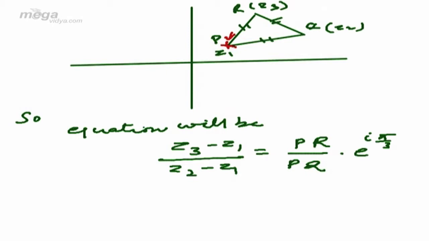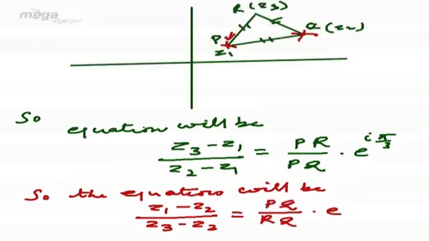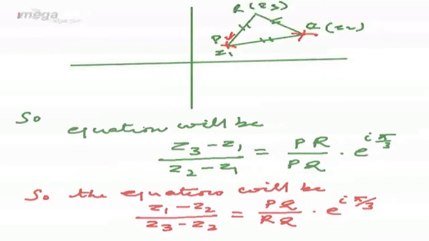Now let us apply Euler's theorem at the point Q. Now we have to rotate the QR vector in the anti-clockwise direction to reach the new position PQ. So the equation will be Z1 minus Z2 divided by Z3 minus Z2 is equal to PQ upon RQ into e to the power i pi by 3. Now we know that PQ is equal to QR is equal to RQ.